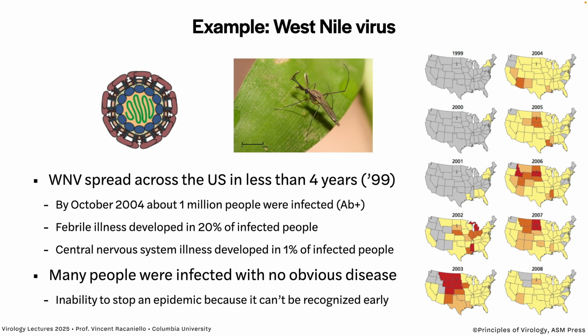So obviously, 80% of people were asymptomatic. They had no obvious disease. This makes it hard to stop an epidemic, right?